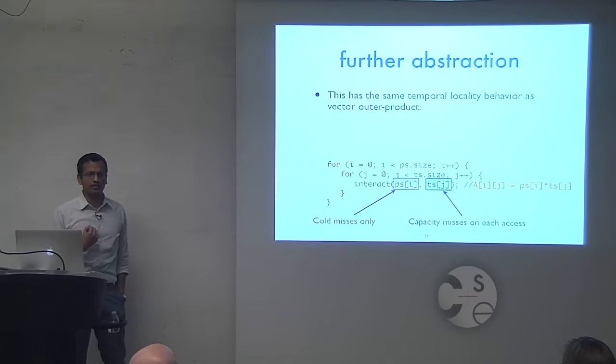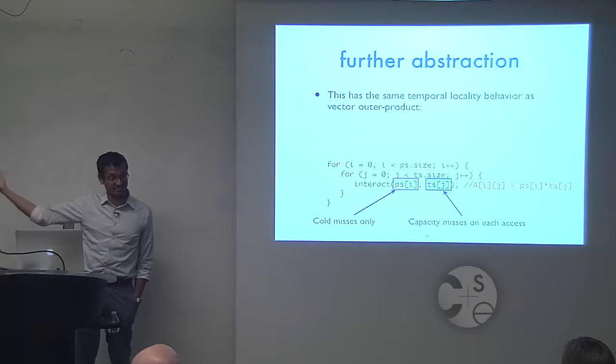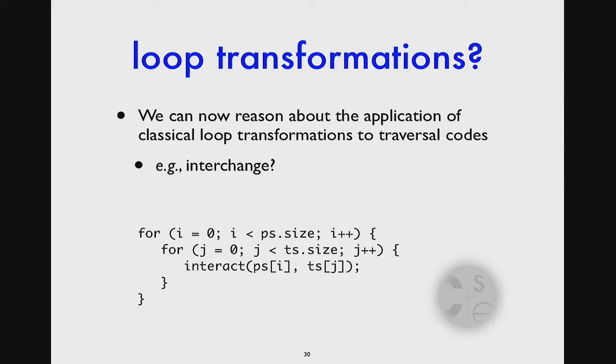What do we do to get good locality in vector outer product? I said at the beginning of the talk that people have been looking at dense linear algebra applications for 30+ years and optimizing them to get good locality and parallelism. What do people actually do? Well, they do a bunch of loop transformations. They basically restructure the loops to get different behaviors. So what could we do?